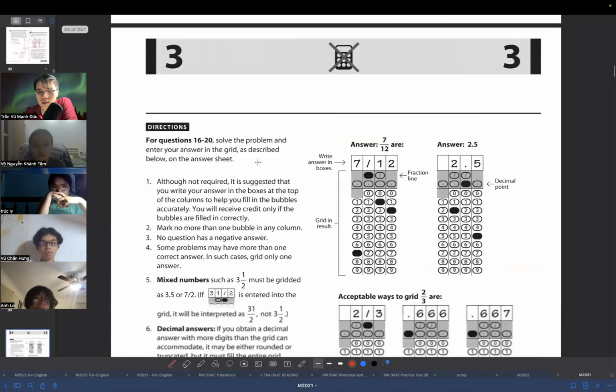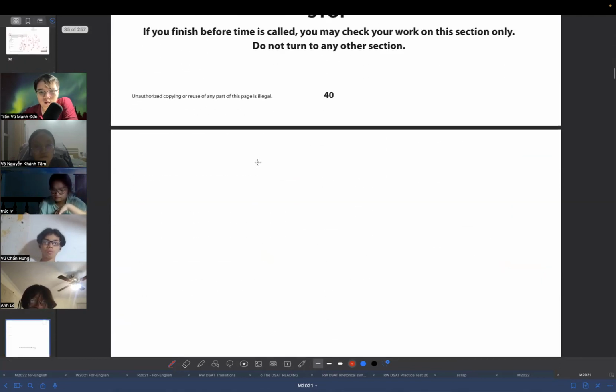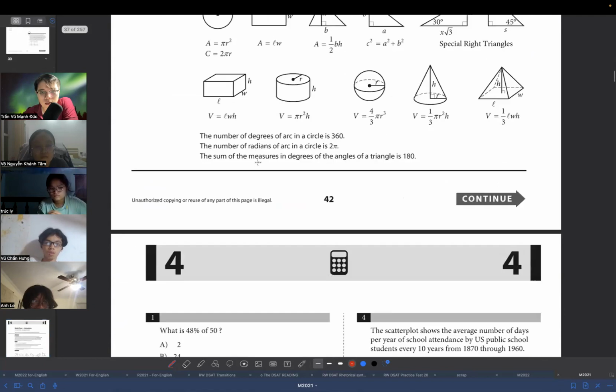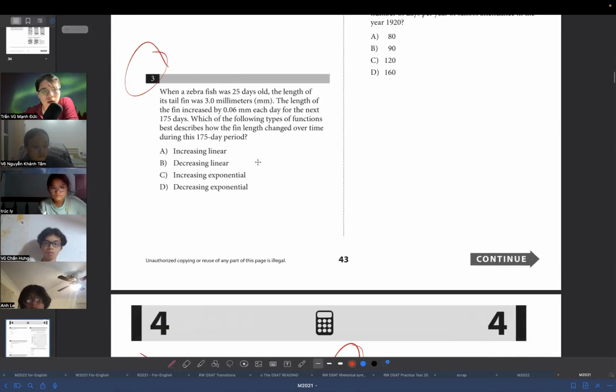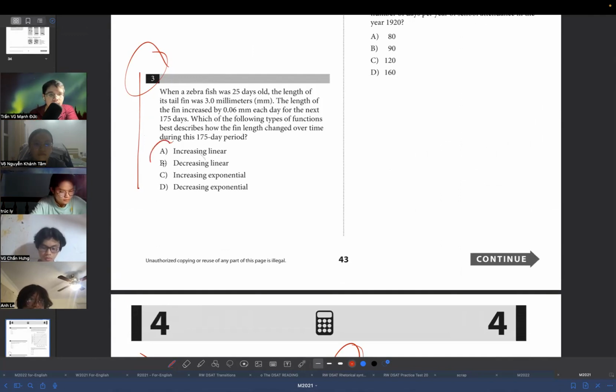Okay, the last one will be given to Lina. There are very good questions here. Yeah, this one. Lina, do this quickly. How about this? 3A. Why is it A? I want to hear your take on this.